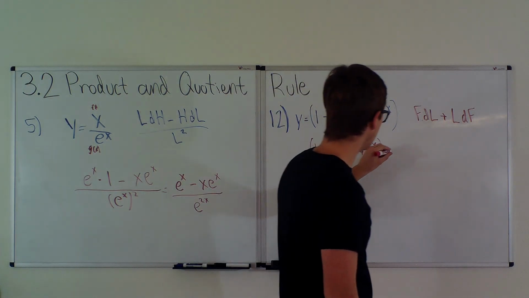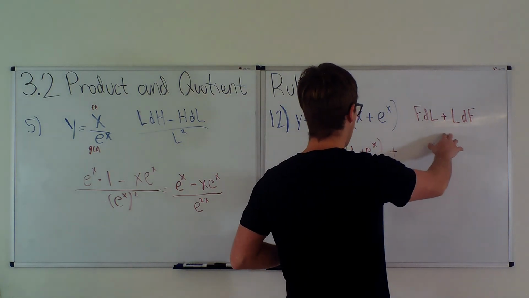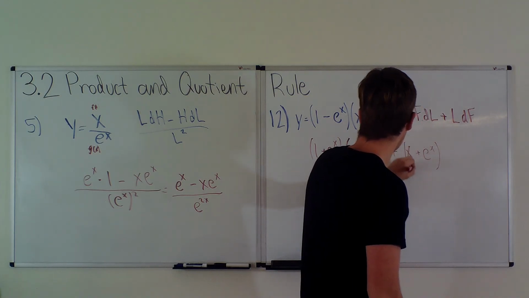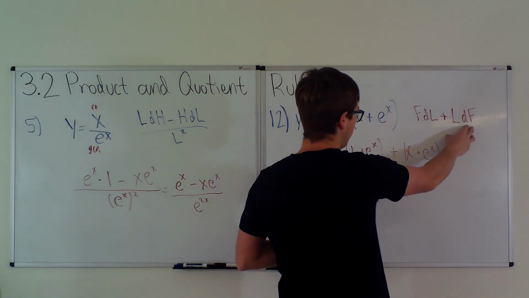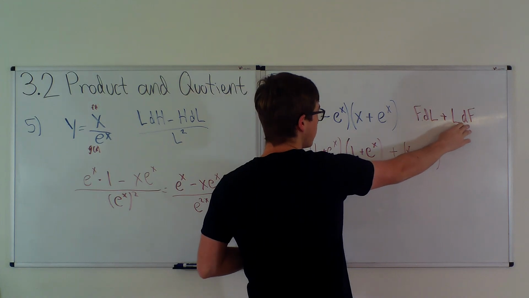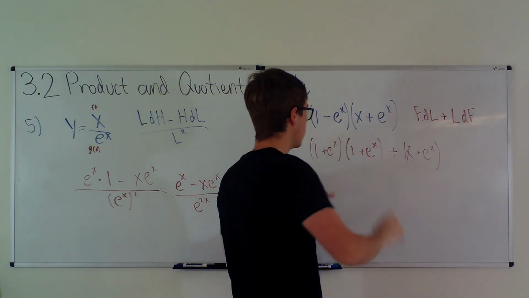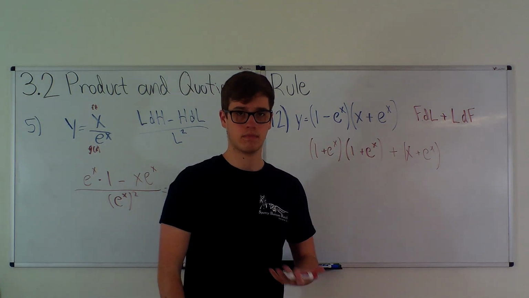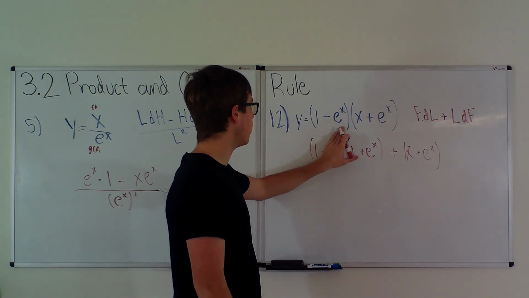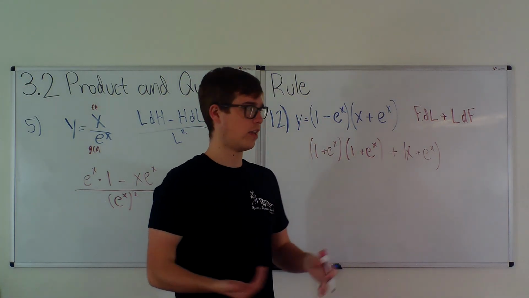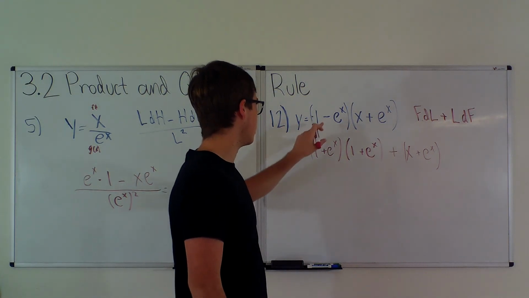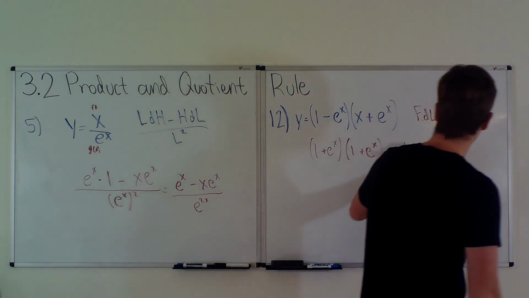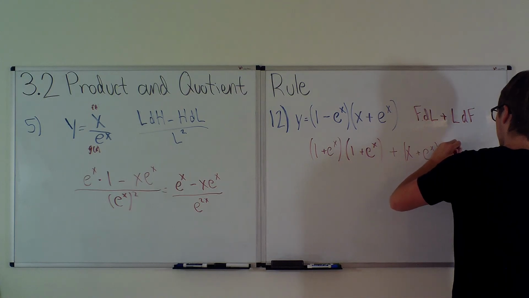And now plus last, x plus e to the x, times the derivative of the first, which is 1 minus e to the x. What's the derivative of 1? 0. And then what's the derivative of e to the x? E to the x, we've been over this. So then you can't forget the minus sign, so you have 0 minus e to the x, which is just equal to negative e to the x.